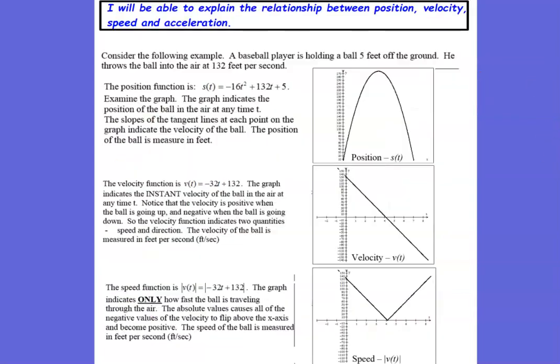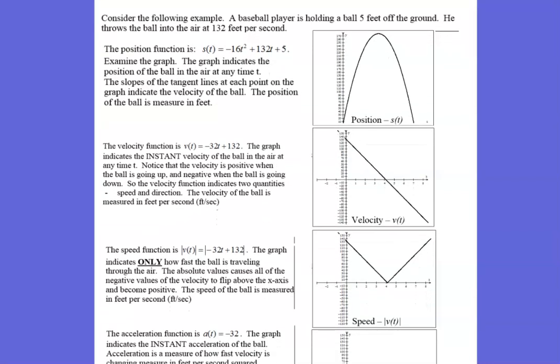All right, let's look at a graph of three things that hopefully will help us to see some of these things. Consider the following example. A baseball player is holding a ball 5 feet off the ground. So that 5 feet off the ground, that is our initial position. He throws the ball into the air at 130 feet per second. There is my initial velocity. V sub 0 means initial velocity. S sub 0 is initial height.